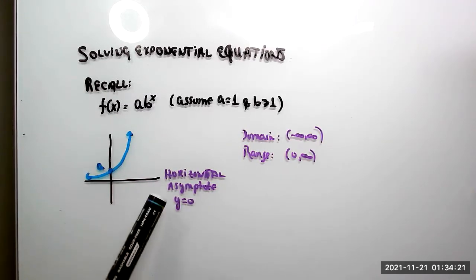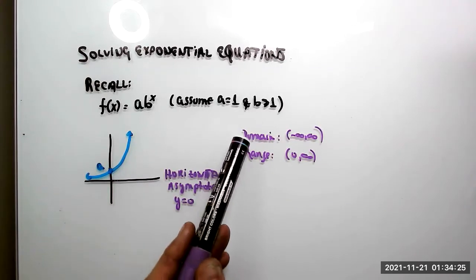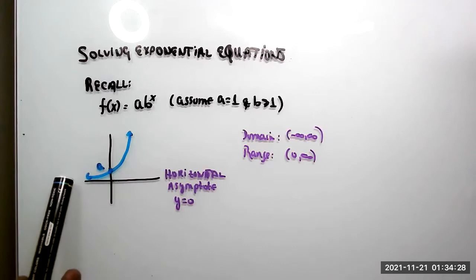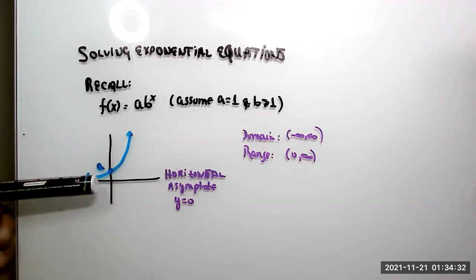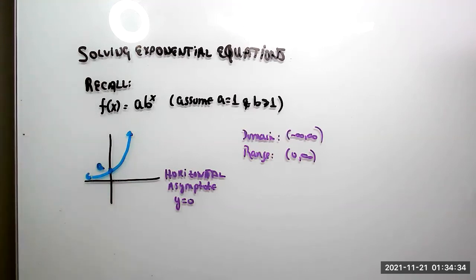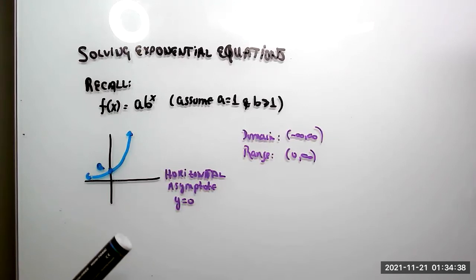This function has a horizontal asymptote at y equals 0. Its domain is all real numbers, from negative infinity to infinity, and its range is all positive numbers, from 0 to infinity. Domain all real, range all positive.